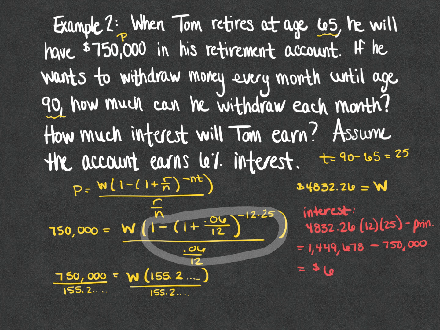we can determine that he earned $699,678 in interest. So notice that he earned almost as much in interest as he had saved up originally. That is the power of saving for retirement. Not only do you earn interest while you're working, but then you continue to earn interest after you have retired.